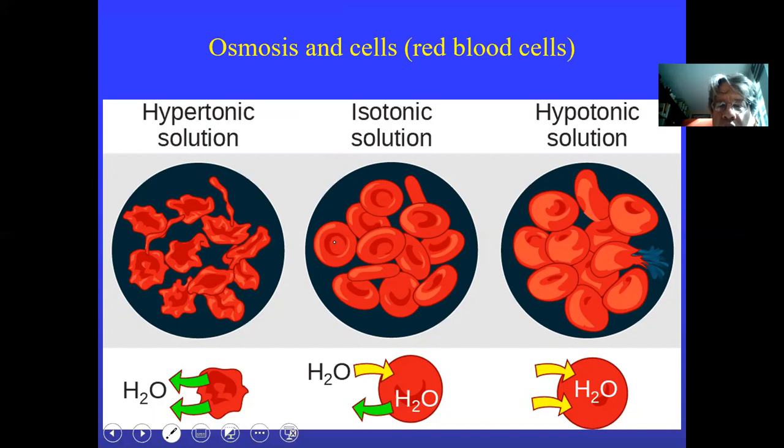If you put cells into a solution that is hypotonic relative to the solute concentration inside the cell, water will tend to come into the cell, crossing the aquaporins, and those cells will tend to break because they'll swell until the membrane integrity is lost, and then boom, they burst and the cells pop.